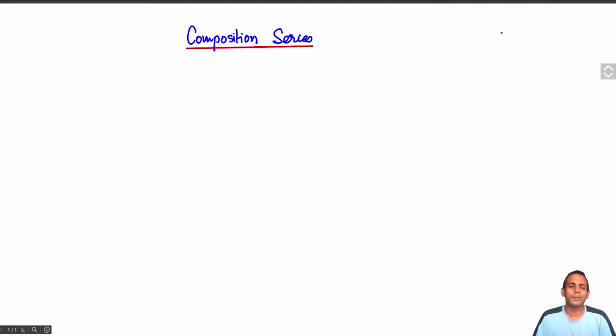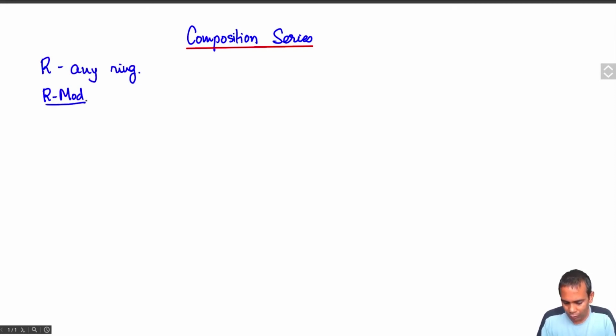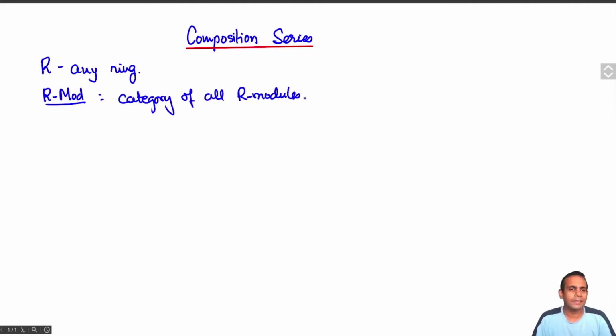Today I'll tell you about composition series. Our primary objective is to understand the category of modules over a ring. So let R be any ring, and let's denote by R-mod the category of all R-modules. We want to understand this category.